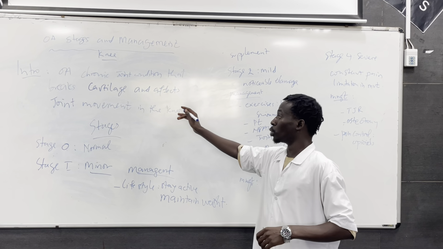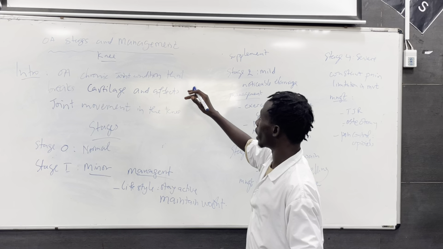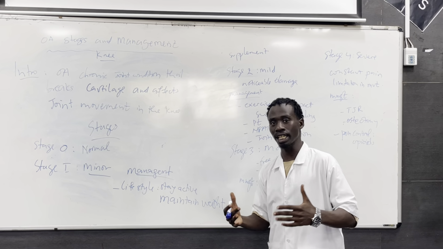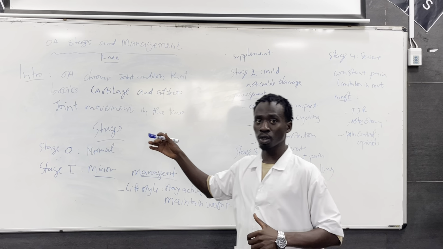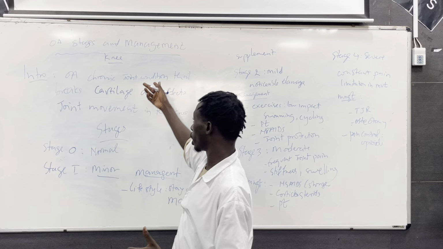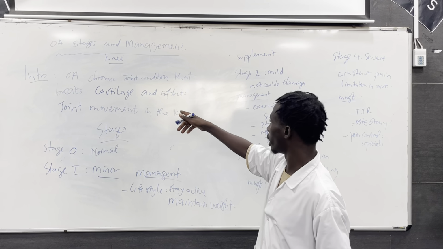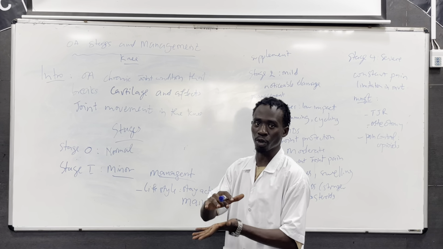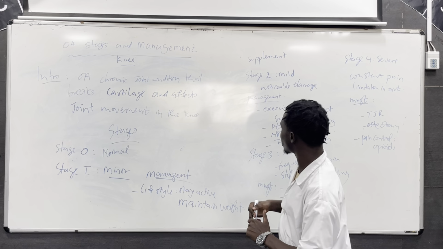I'm going to talk about management of osteoarthritis in different stages. First of all, osteoarthritis, as we all know, in the knee specifically, is a chronic joint disease which affects the articulating surfaces. It affects the cartilage.